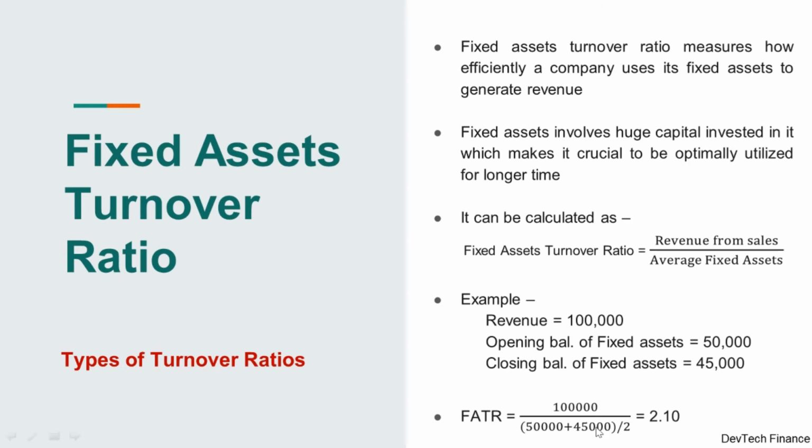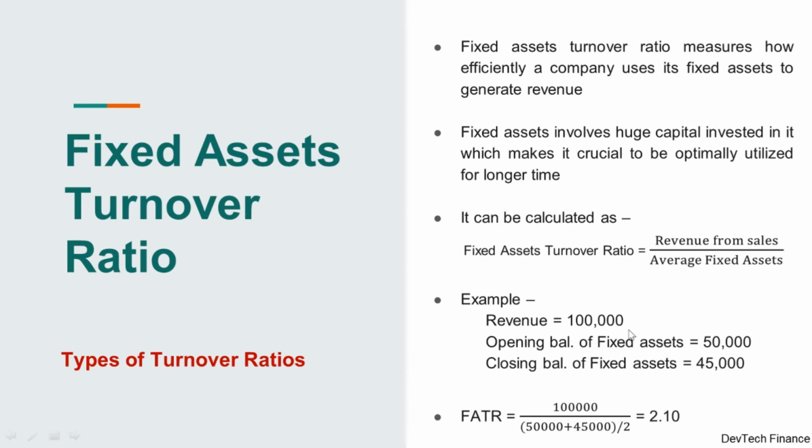So you can see that fixed asset turnover ratio is calculated as revenue from sales divided by average fixed assets. So the formula you can observe is very similar, whatever turnover ratio you are considering, you just have to take the average balance in the denominator, and in the numerator there is always revenue from sales, which is the core operational activity of the business.